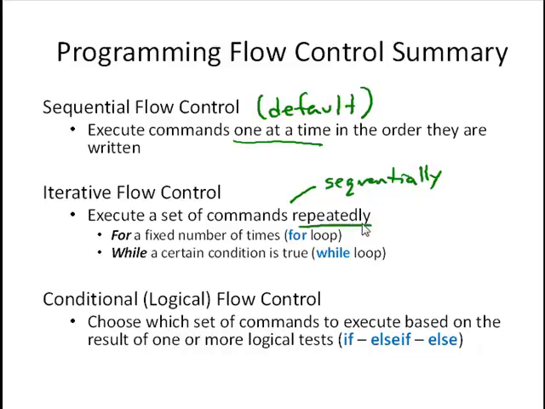But we repeat that sequence of commands either a fixed number of times with a for loop, or while a certain condition or logical test is true, and that would use a while loop. And then our other option, which we can use in combination with iterative flow control, is conditional or logical flow control, wherein we'll choose which set of commands to execute based on the result of one or more logical tests. And we did that using the if, else if, and else construct.